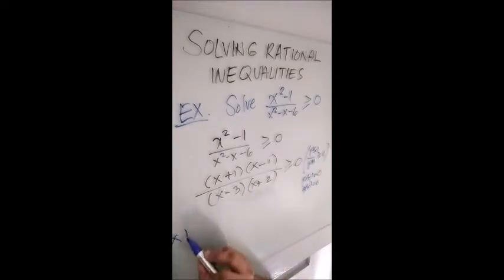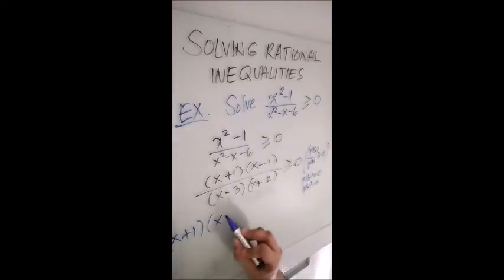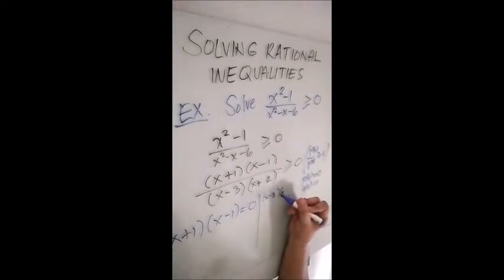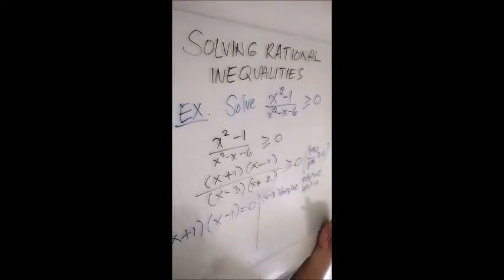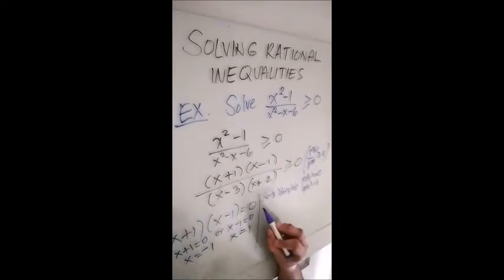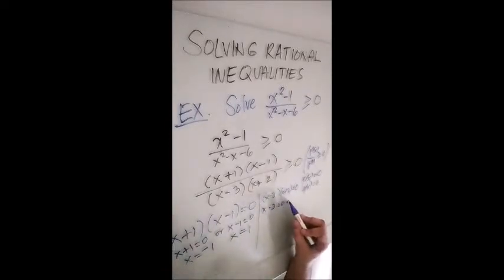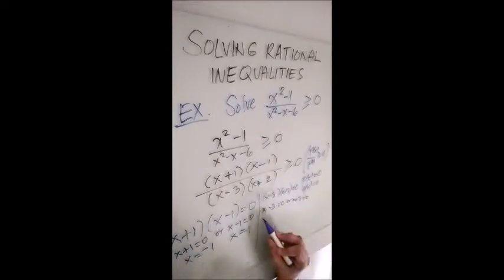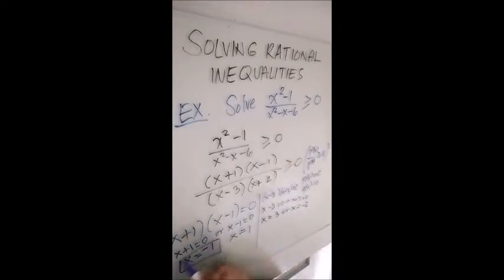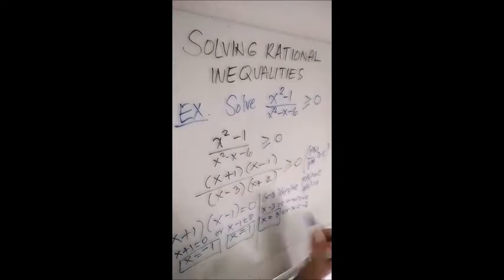So we have (x plus 1)(x minus 1) equal to 0. Then we have (x minus 3)(x plus 2) equal to 0. By the zero product property, x plus 1 equal to 0 or x minus 1 equal to 0, so x is equal to negative 1 and x is equal to positive 1. Here, x minus 3 equal to 0 or x plus 2 equal to 0, so x is equal to 3 or x is equal to negative 2. So we have 4 values of x.